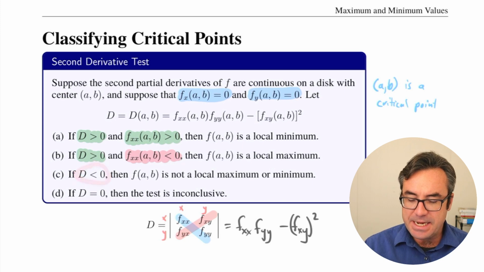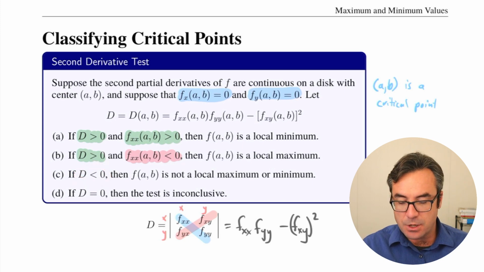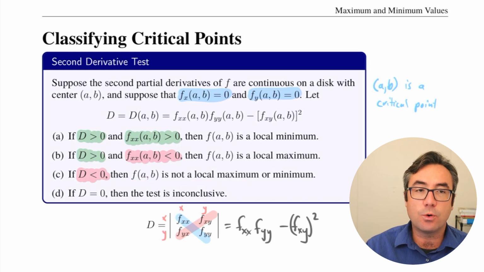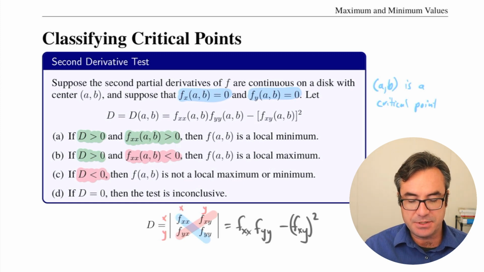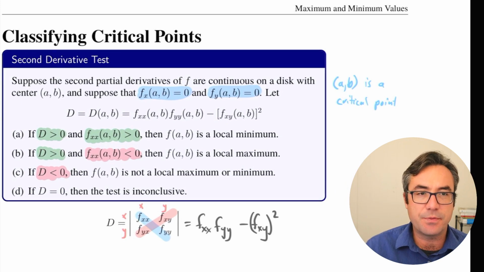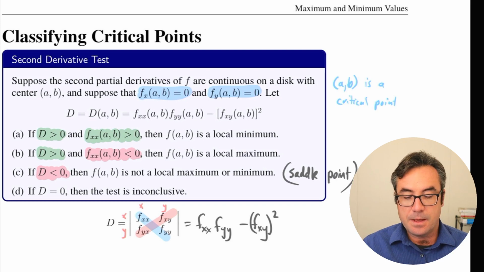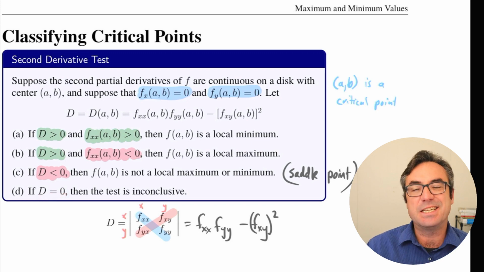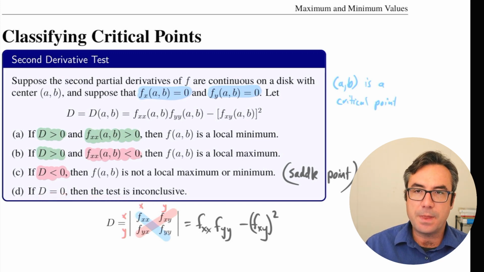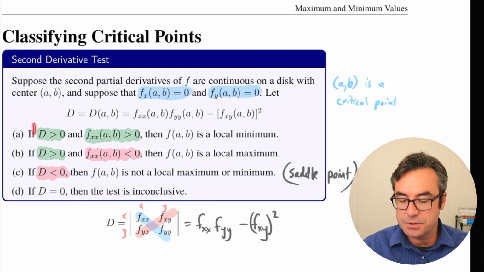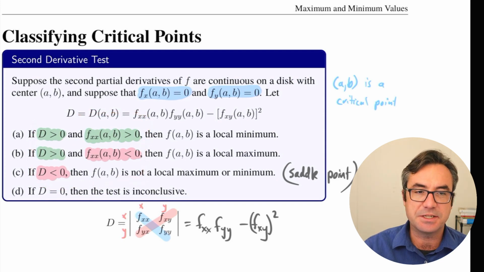And if D is negative, well, what's going on? Well, then our function does not have a local max or a local min at this critical point. And actually something special happens here. We're going to call this a saddle point, and we're going to see what this looks like. And then if D is equal to 0, the test is inconclusive. So we might have to do something else there. And we're probably not going to see this too much. Most of it is going to be these first three cases here.